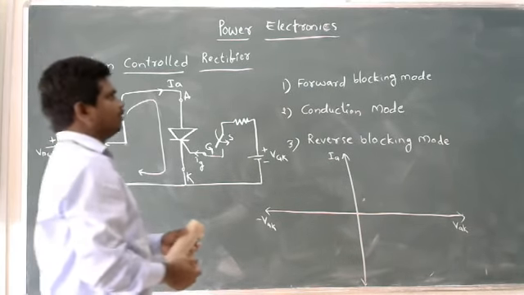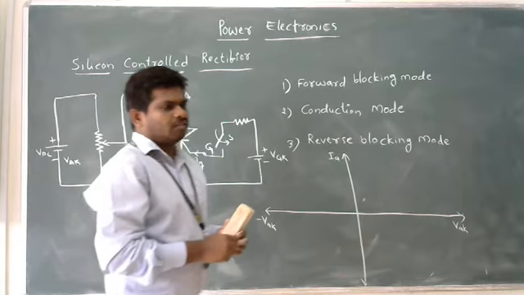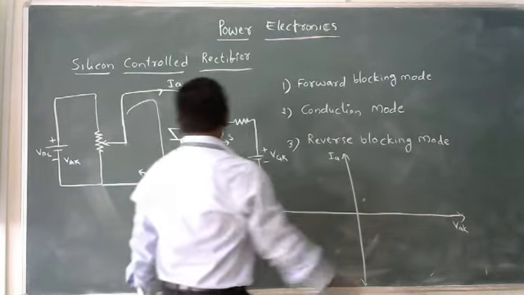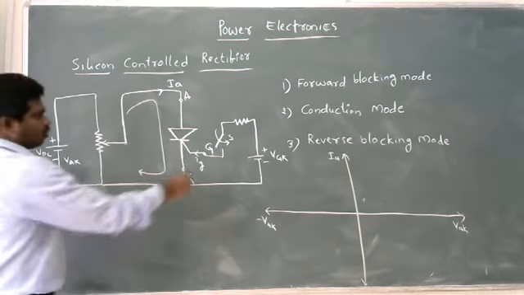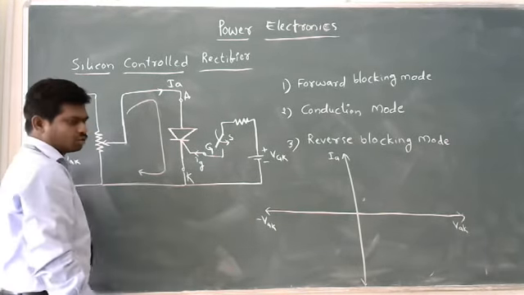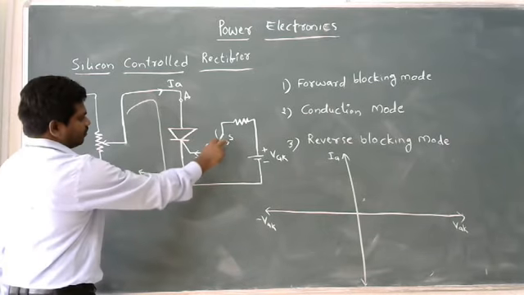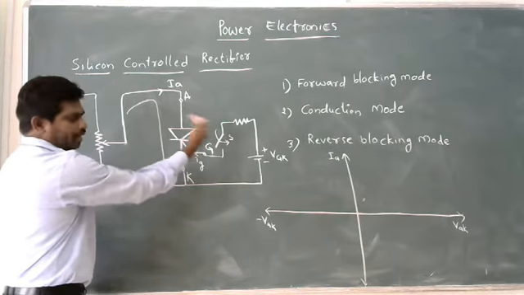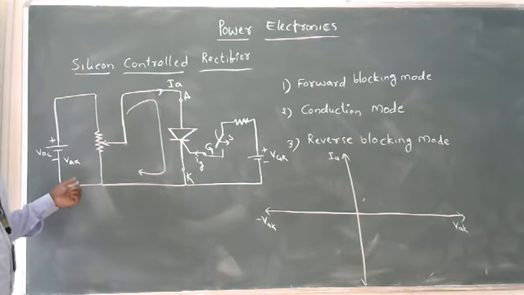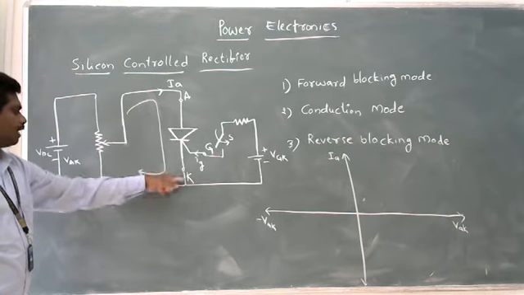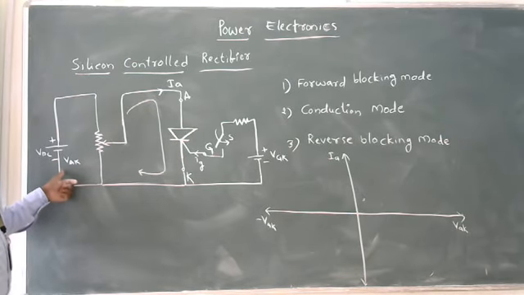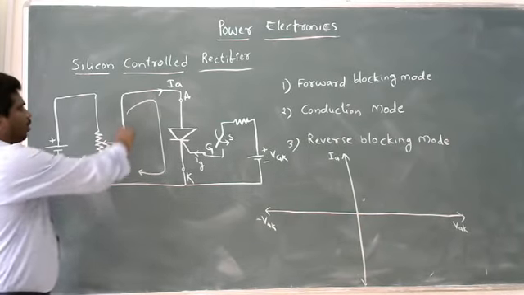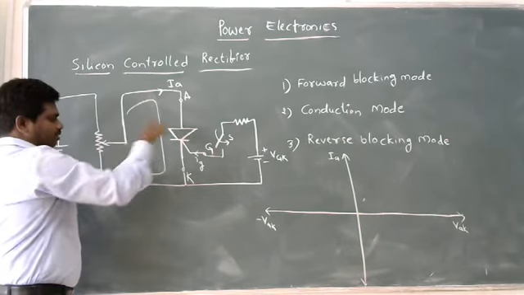First, we'll take forward blocking mode. Forward means first quadrant operation. Look at this. Here we are not connecting any source to the gate. The switch which we connected for the gate terminal is open. Then we are applying voltage across anode and cathode through this DC source. Then the current is coming like this, entering into the device.